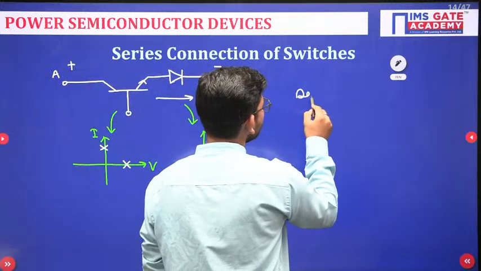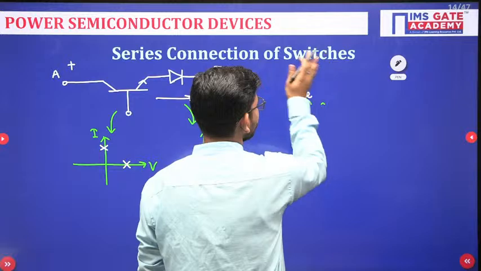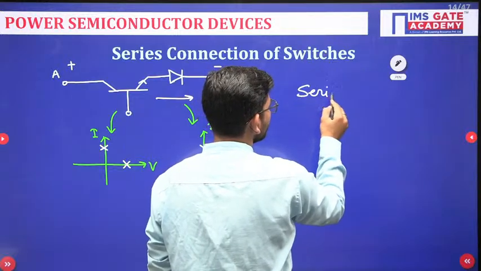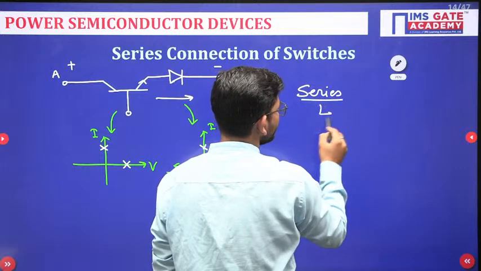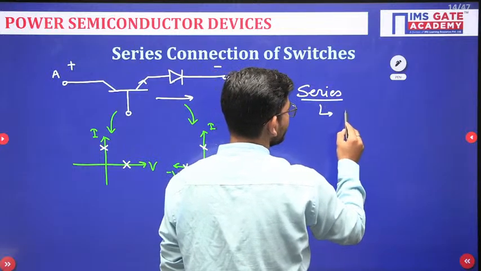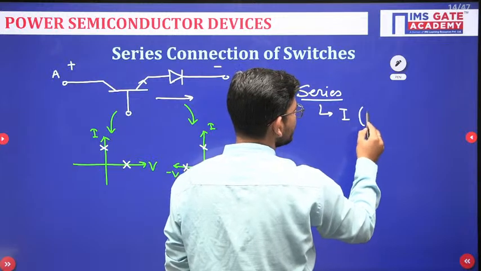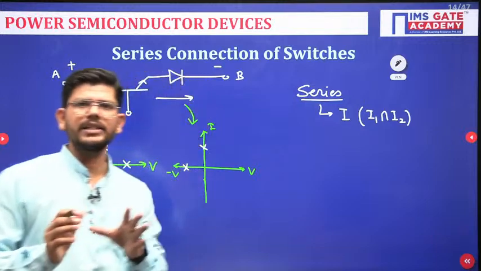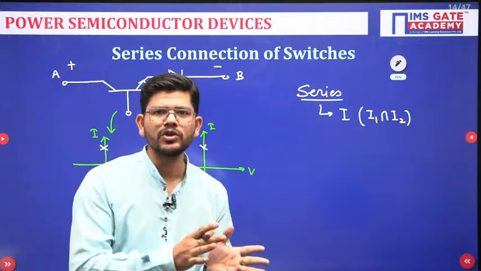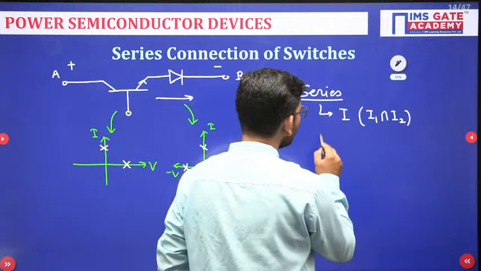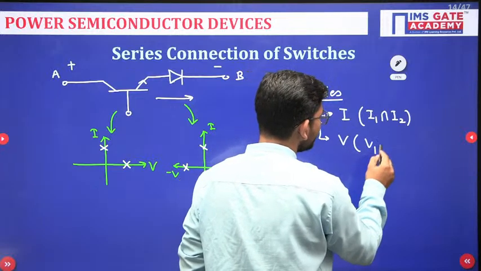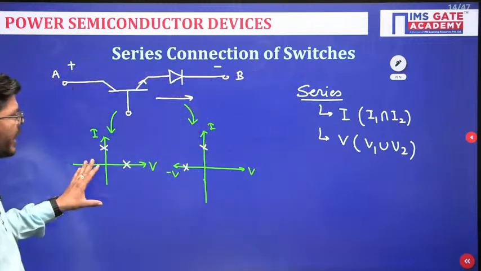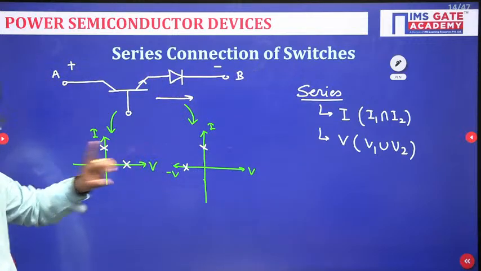So in a series connection, what do we have? In a series connection the current is the intersection of the two currents, meaning the current is common, isn't it? While the voltage will be the union, meaning the voltage will be different. So you have to take both the voltages present here and you have to take the common current.